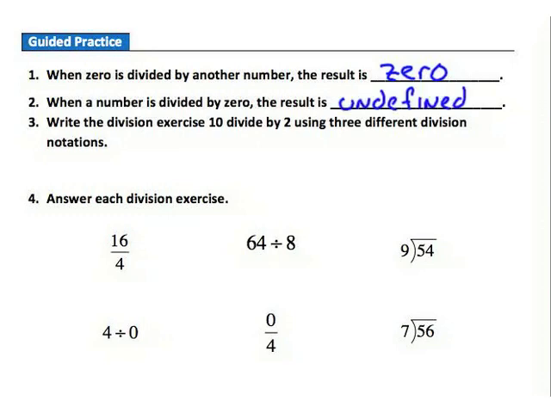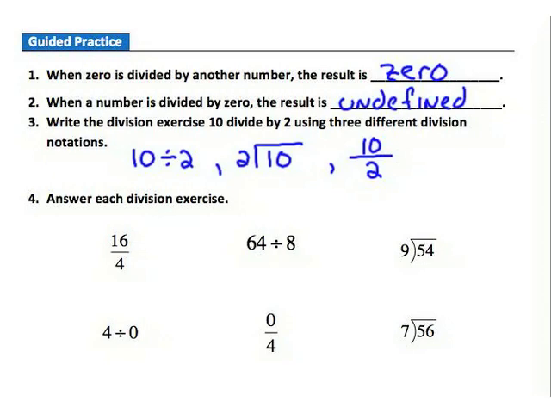Question 3. Write the division exercise 10 divided by 2 using 3 different division notations. Well, the first is with the division sign, 10 divided by 2. The second is in the long division format. 10 goes inside the box, 2 goes out front. Finally, the last one is using the fraction bar. 10 would go in the top, 2 would go in the bottom.